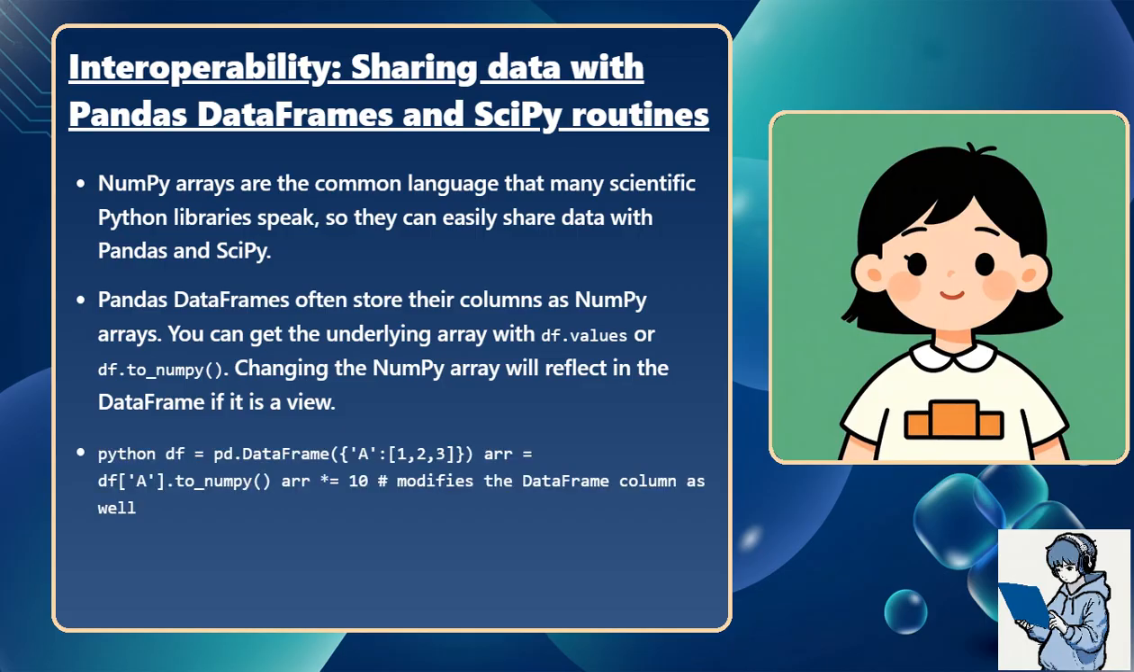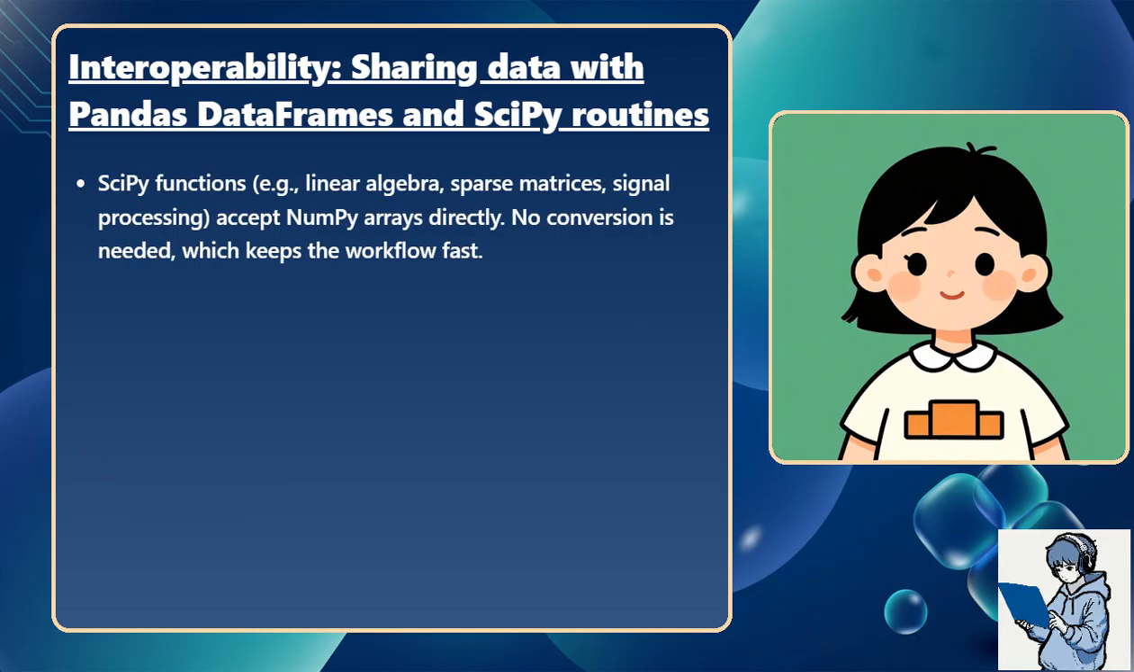Create a DataFrame called df from pandas with a column named A containing the values 1, 2, 3. Then assign r to the NumPy array of column A by calling df['A'].to_numpy(). Multiply r by 10, which modifies the DataFrame column as well. SciPy functions, for example linear algebra, sparse matrices, and signal processing, accept NumPy arrays directly. No conversion is needed, which keeps the workflow fast.